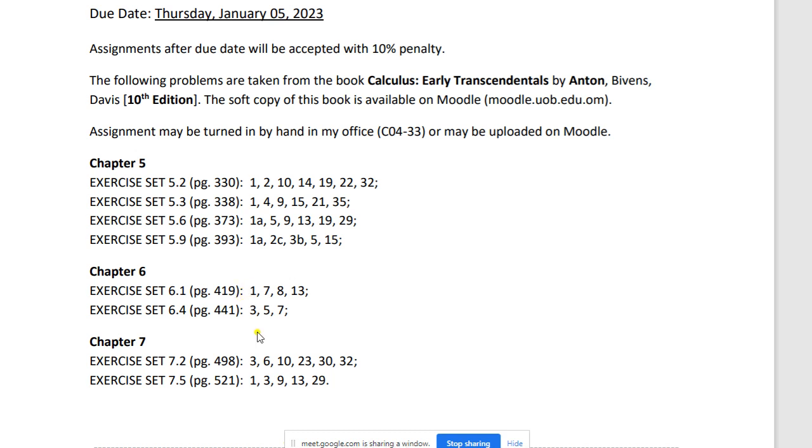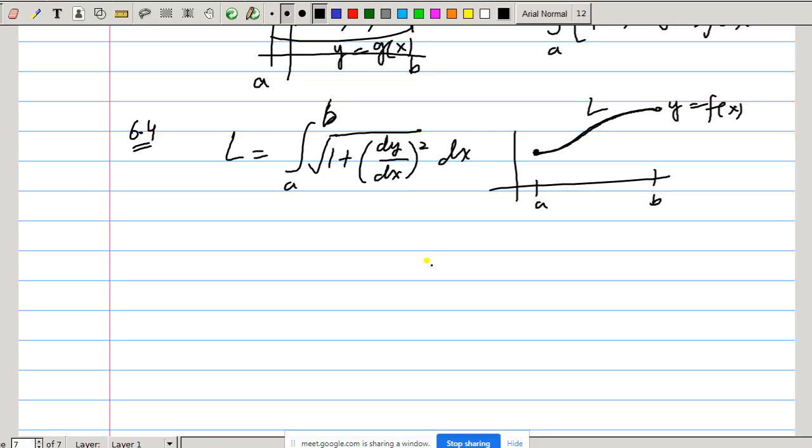6.4 has 357. I did 5 in your class. So let's do the third one. If you open the notes from my lecture on 6.4, we did question number 5 on the board.